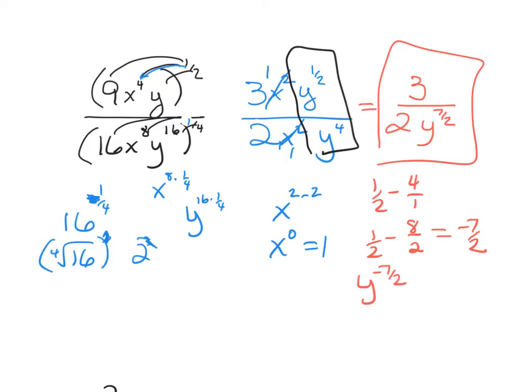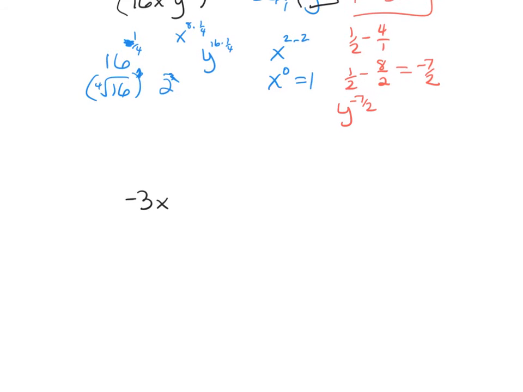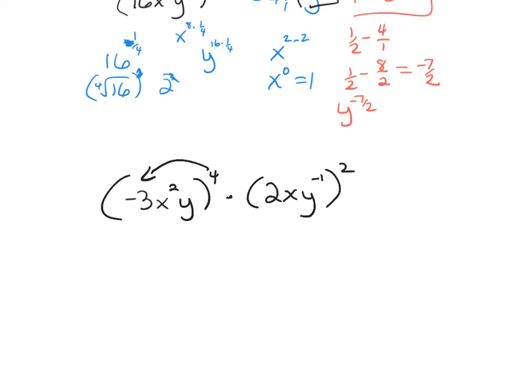All right, let's do one more. This last one is going to be 3x squared y to the 4th times 2xy to the negative 1 squared. So the first thing I'm going to do is do each individual exponent. So I'm going to do negative 3 to the 4th power, which is positive 81. X squared raised to the 4th is x to the 8th, and then y to the 4th.